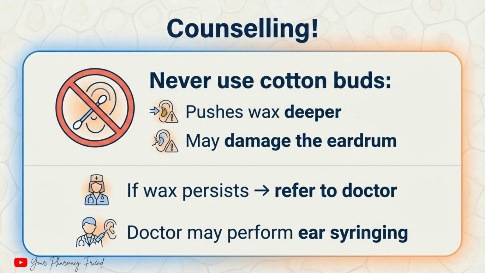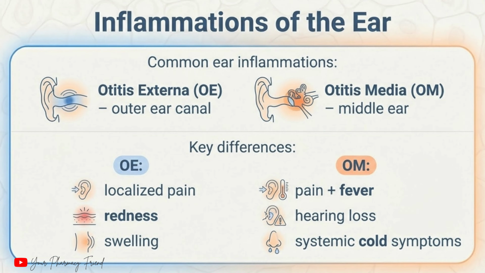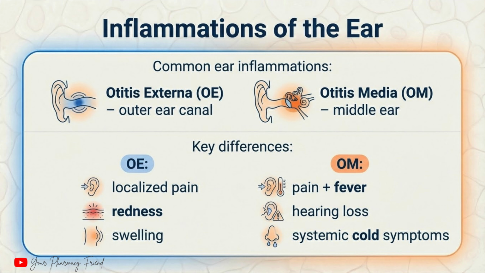If symptoms persist after 3 days of proper treatment, referral to a doctor is advisable. The physician may consider ear irrigation, also known as ear syringing, to remove the remaining wax. In summary, earwax impaction is a common and manageable condition in pharmacy practice, but appropriate counseling and recognition of treatment failure are essential. Let us now discuss inflammations of the ear, otitis externa and otitis media.